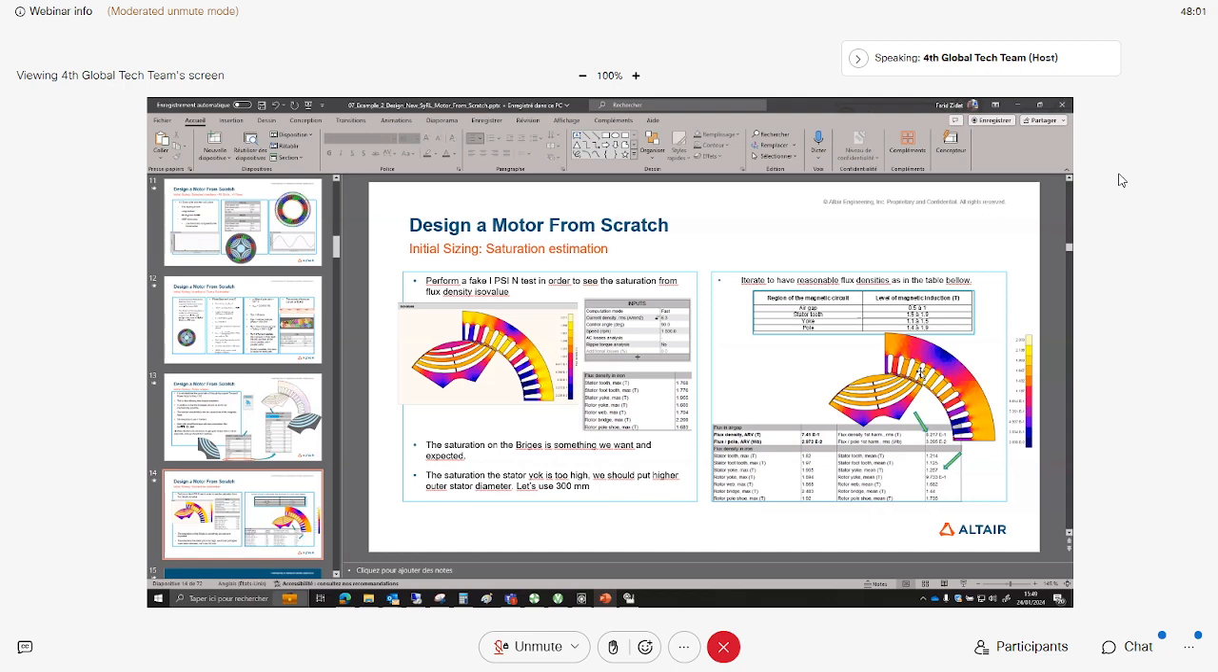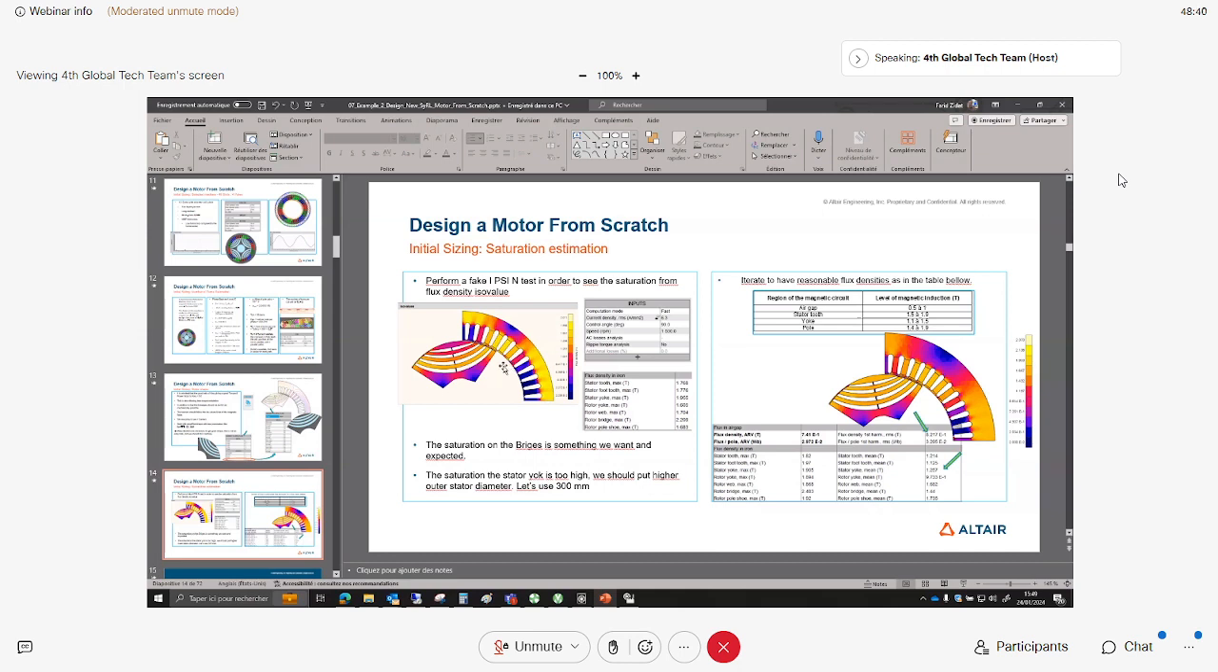For the flux densities, in the initial test I made, they were okay for the rotor, but a bit saturated for the stator. So what I did is to make the stator a little bit bigger. Instead of 276, I put 300 now. And with this new diameter, I can see that my stator yoke is less saturated than previously.